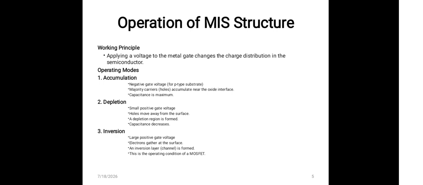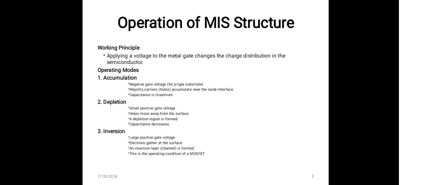First one, accumulation mode. When a negative gate voltage is applied to a p-type substrate, holes, which are the majority charge carriers, accumulate near the oxide interface. As we are applying a negative voltage to the gate, all the holes, acting as majority carriers, will be accumulating near the oxide interface. Now capacitance will become a maximum.